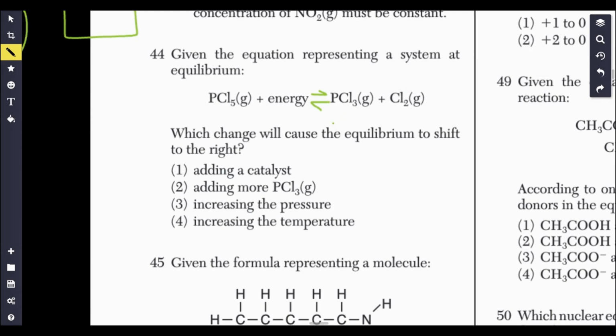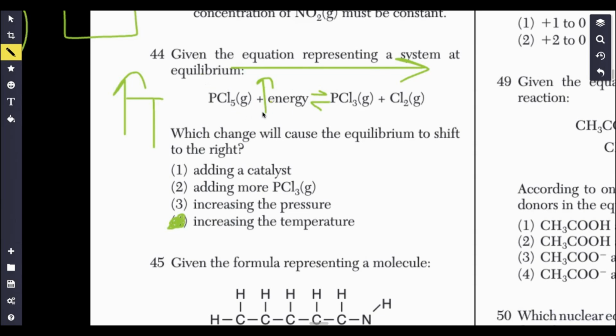Let's see, increasing pressure, increasing the temperature. It has to be increasing the temperature, no? Because if you increase the temperature, you're increasing the amount of energy there is, right? If you treat energy as a reactant, you're increasing the amount of energy. So increasing the concentration of a reactant is going to shift the reaction to the right, because you're going to form more products with that more energy, right?